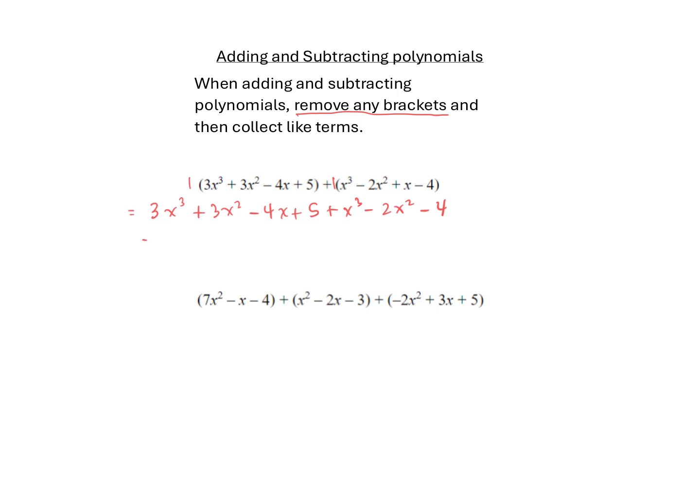Then we want to collect like terms. So remember that like terms have to be exactly the same variable with the same exponent. And all we do is we add or subtract the coefficients. The variables don't change when we add or subtract.